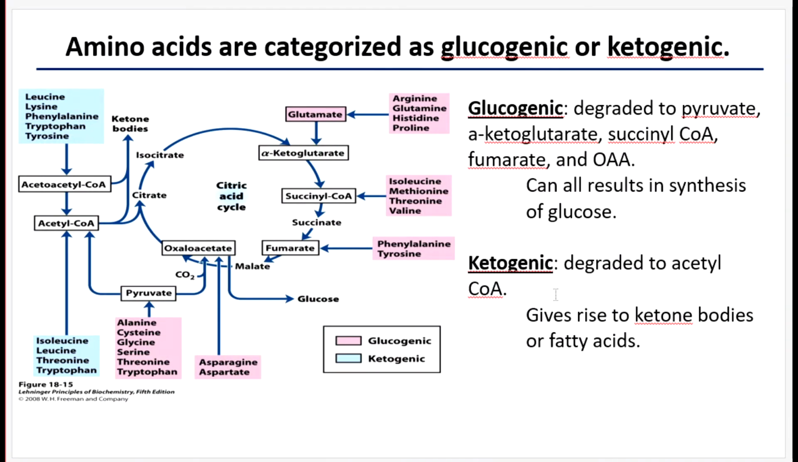Ketogenic amino acids, however, can only be degraded to acetyl-CoA, and those are these ones over here. And those enter in the citric acid cycle, but they enter at a point where they can't be directly turned into glucose. So they could give rise to the production of ketone bodies. Acetyl-CoA can also be used to build fatty acids, but these ones cannot be used to build glucose molecules.